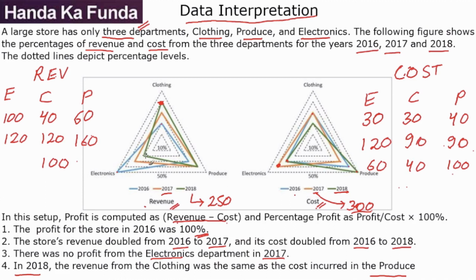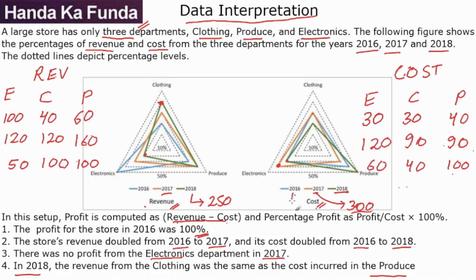Then how much is electronics? Electronics is 20%. So if 40% is 100, 20% would be 50. And then I'm left with another 40%, which will be 100 again. So now I have my entire data for the revenues, for the cost, for all the years.